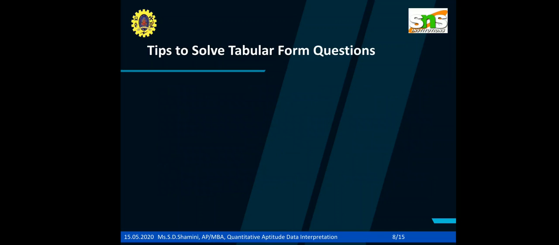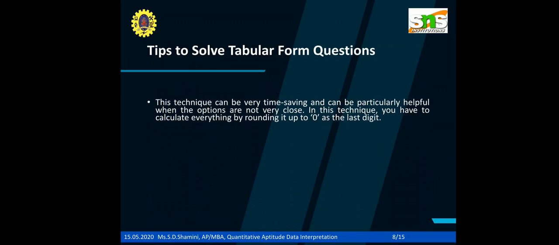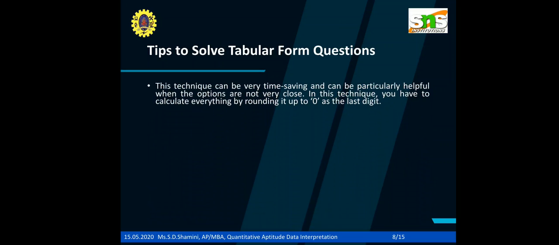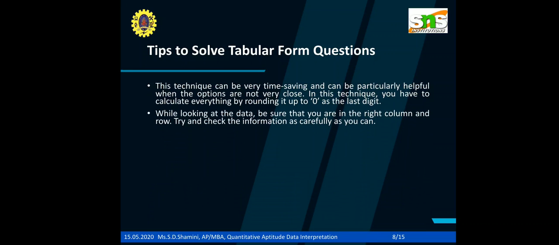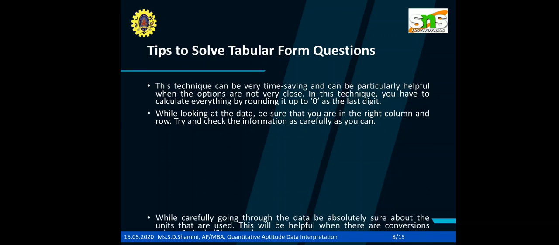So there are some important tips to solve the tabular form of questions. This technique can be very time saving and can be particularly helpful when the options are not very close. In this technique you have to calculate everything by rounding it up to 0 as the last digit. While looking at the data, be sure that you are in the right column and row. Try and check the information as carefully as you can.